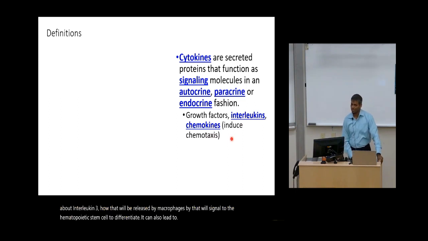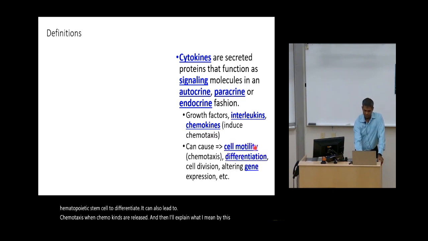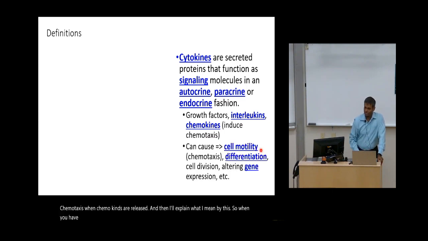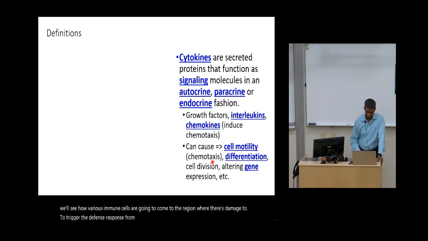Cytokines can also lead to chemotaxis, when chemokines are released, right? And I'll explain what I mean by this. So when you have cell motility to a region where there's a damage, that is what is chemotaxis. And we'll see how various immune cells are going to come to the region where there's a damage, to trigger the defense response from the body.